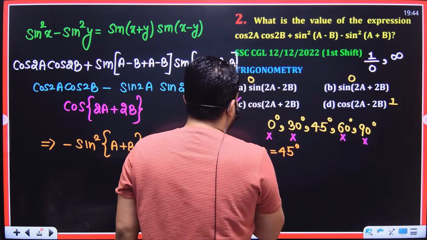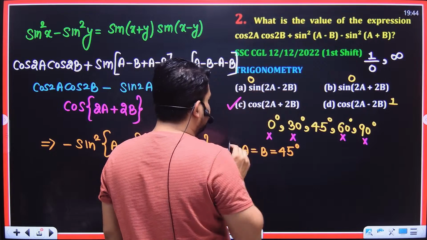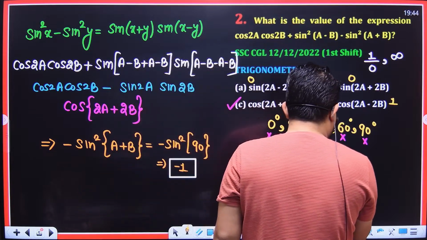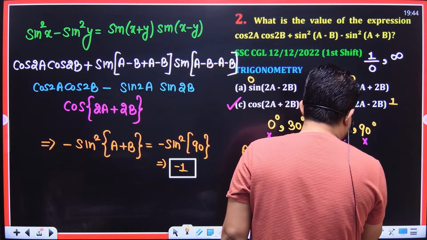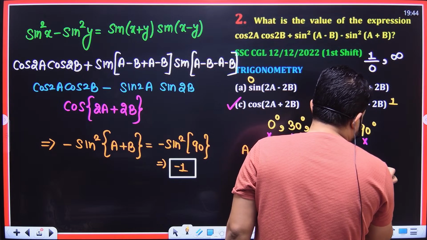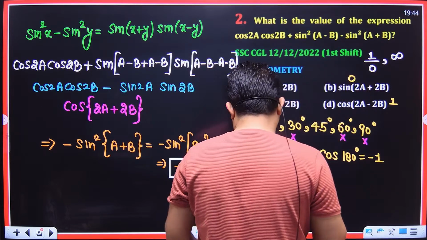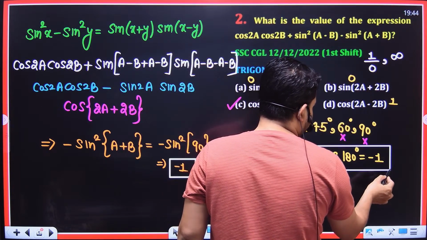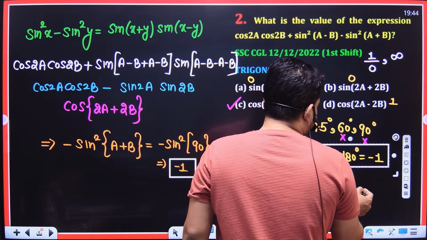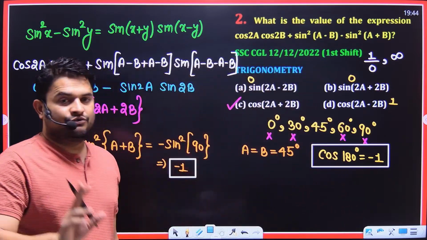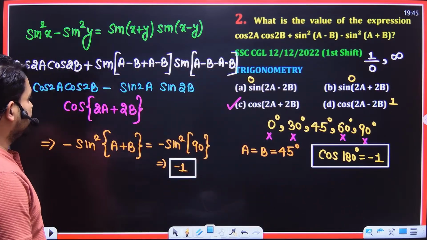If I put the value here, 90 plus 90 is 180, and you know that cos 180 degrees is equal to minus 1. So we have both things, the basic method and the trick. Trigonometric questions can be done in two ways, either with the basic method or with a trick.